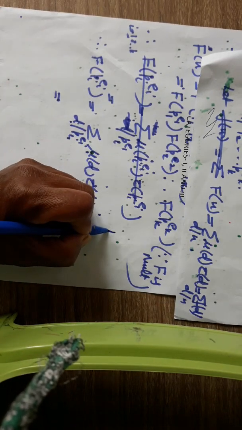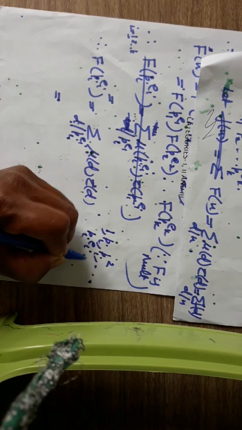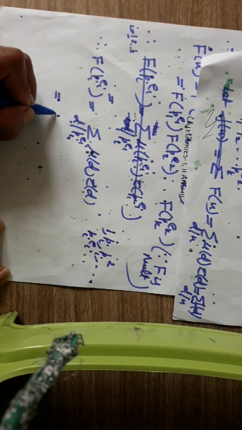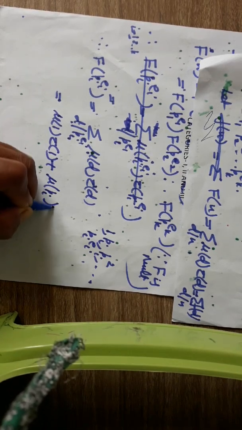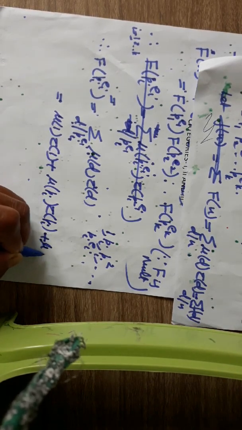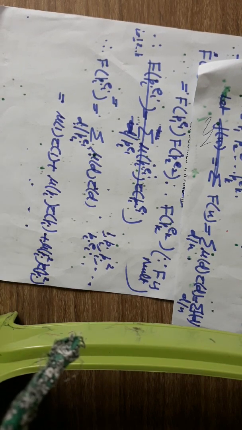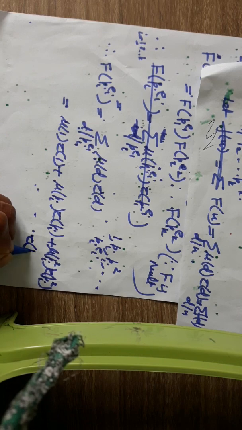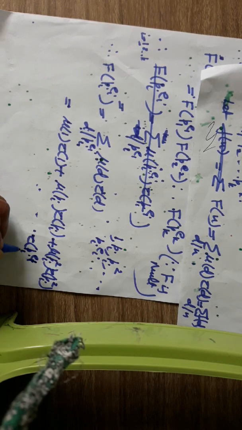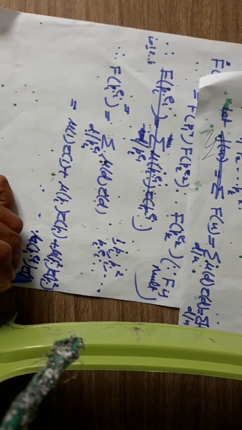What are the divisors of pi to the power ei? They are 1, pi, pi square, up to pi to the power ei. So this is equal to mu of 1 into tau of 1, plus mu of pi into tau of pi, plus mu of pi square into tau of pi square, and so on, up to mu of pi to the power ei into tau of pi to the power ei.